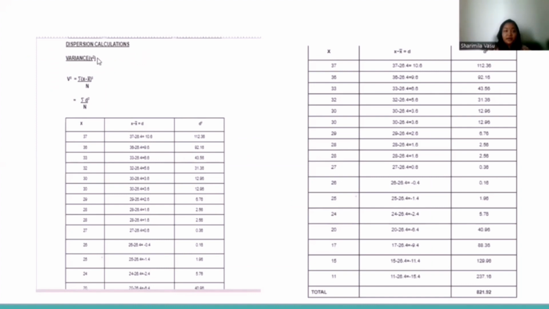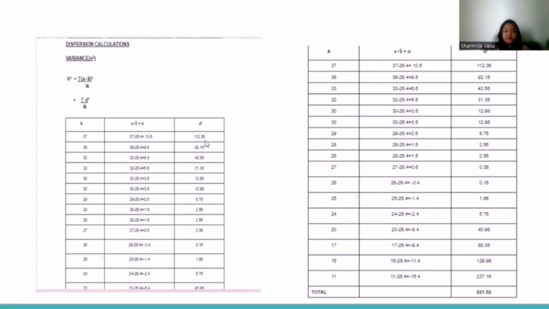And for this part, dispersion calculation, it's about variance. This is the formula of variance. In this column, we need to state the score of students. And for this column, we have to subtract the mean, the mean we got. So for example, 37 minus 26.4 equals 10.6.